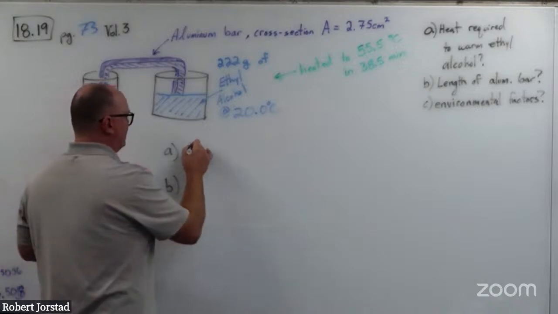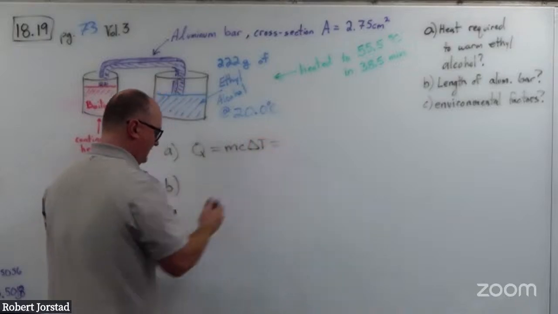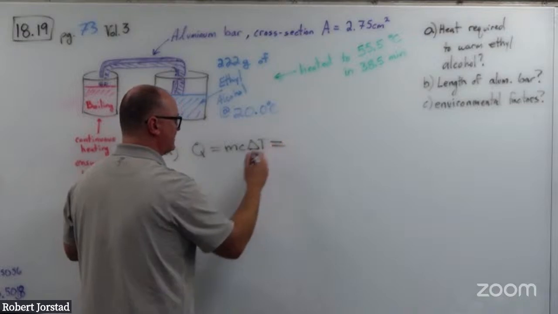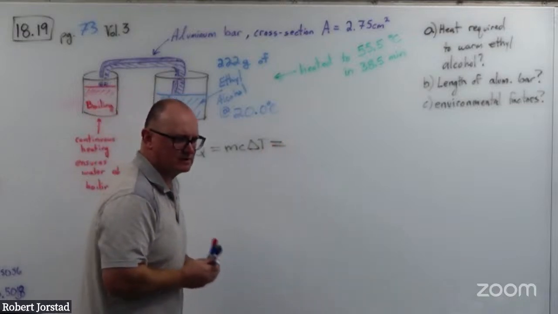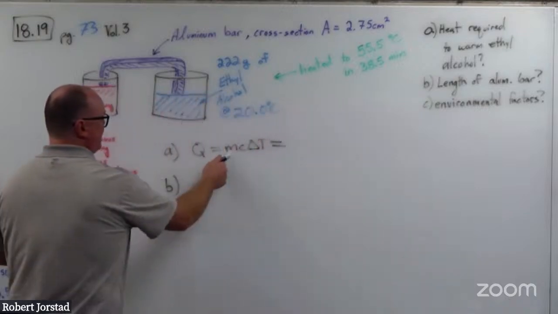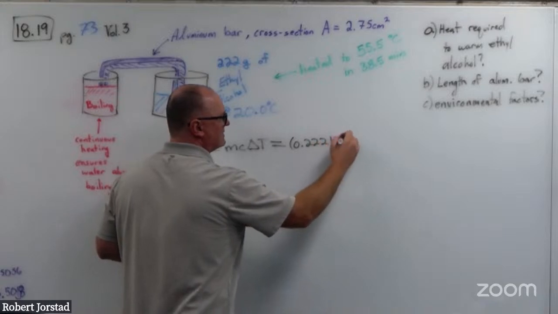Okay. Q equals mc delta T. This marker doesn't make me happy. Let's try this one. It's a little better. Is there one other one? Let's try this other one. What's the mass I want to use? I'm going to go 0.222 kilograms instead of grams.